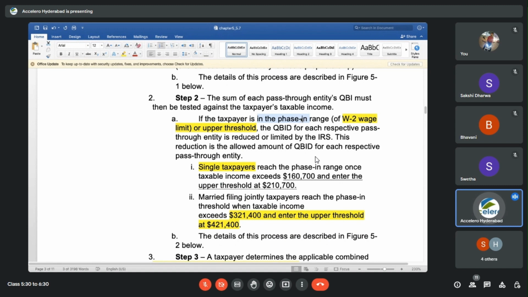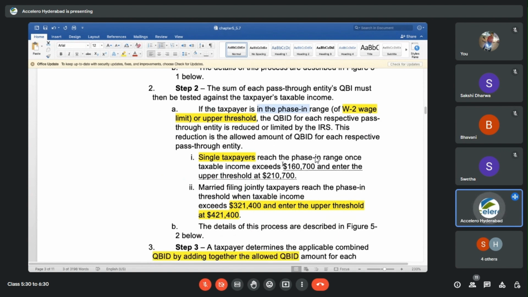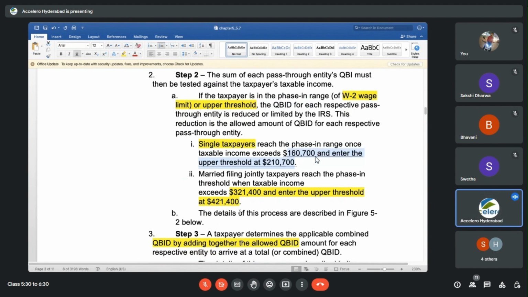Say below $100,000, everything is allowed. $100,000 to $200,000, that's called the phase-in range. There will be some limitation that will come in, so your deductions may be reduced. And then above $200,000, say nothing will come up. Okay, so there is a phase-in range. And what they're saying is, for a single taxpayer, this is the range. For married filing jointly, this is the range.